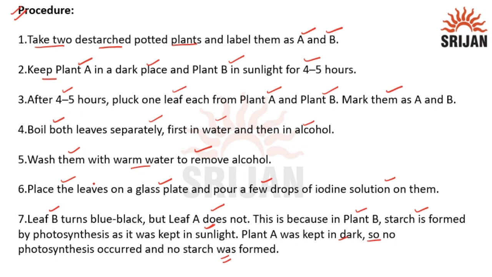Then we place these leaves on a glass plate and pour a few drops of iodine solution on them. Leaf B turns blue-black, but leaf A does not. This is because in plant B starch is formed by photosynthesis as it was kept in sunlight, while plant A, which was kept in the dark, showed no photosynthesis, so no starch was formed.